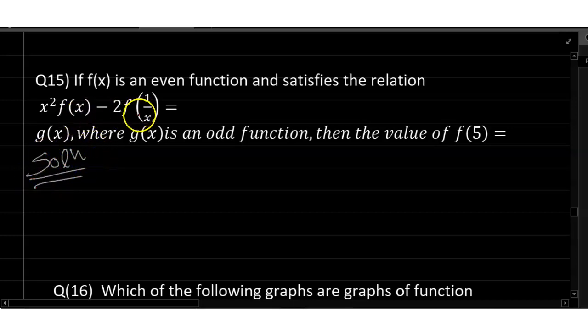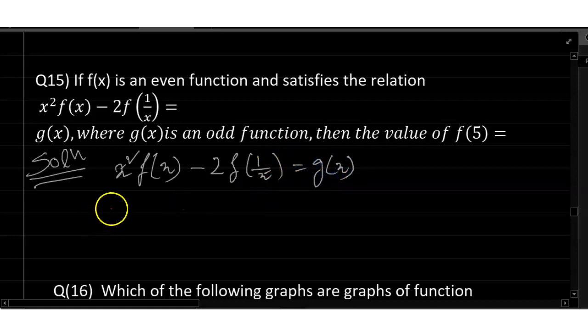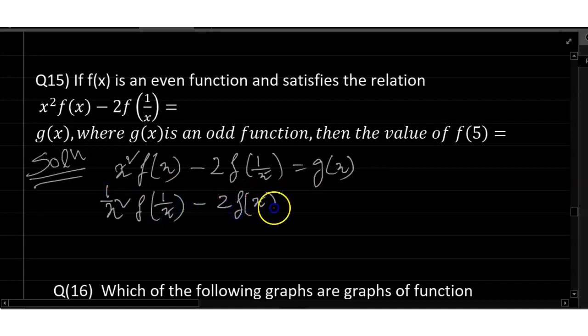x square f(x) minus 2 f(1/x), f(x) is an even function satisfying the relation, and g(x) is an odd function, then the value of f(5). So how can I get this value? x square f(x) minus 2 f(1/x) equals g(x), and after that replacing x by 1/x, f(1/x) minus 2 f(x) is equal to g(1/x).